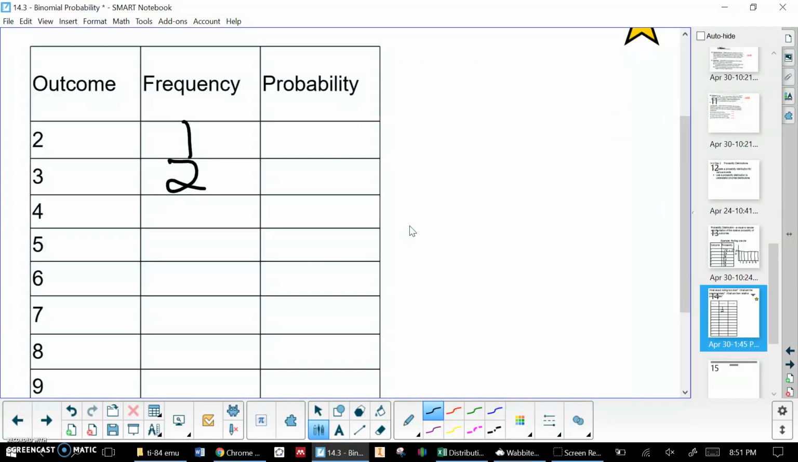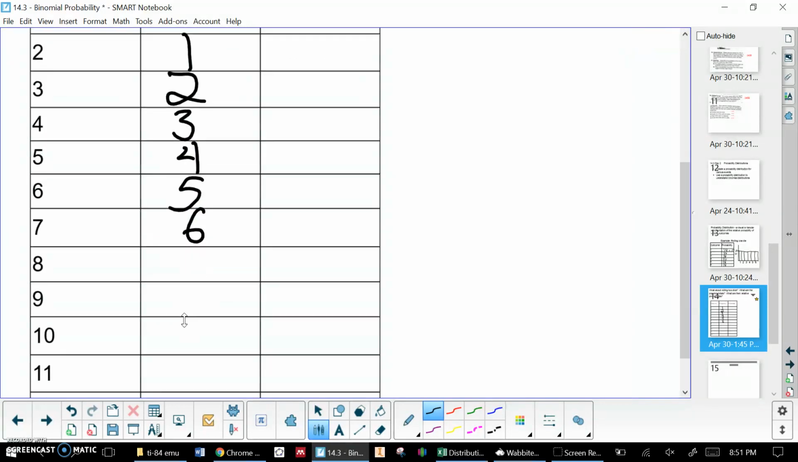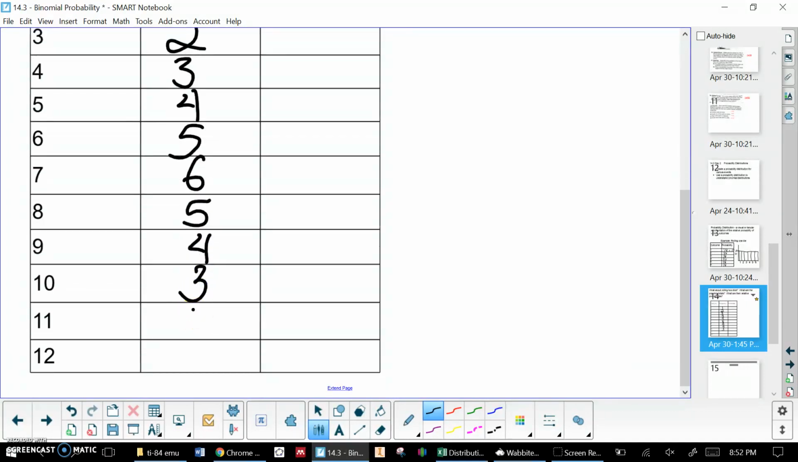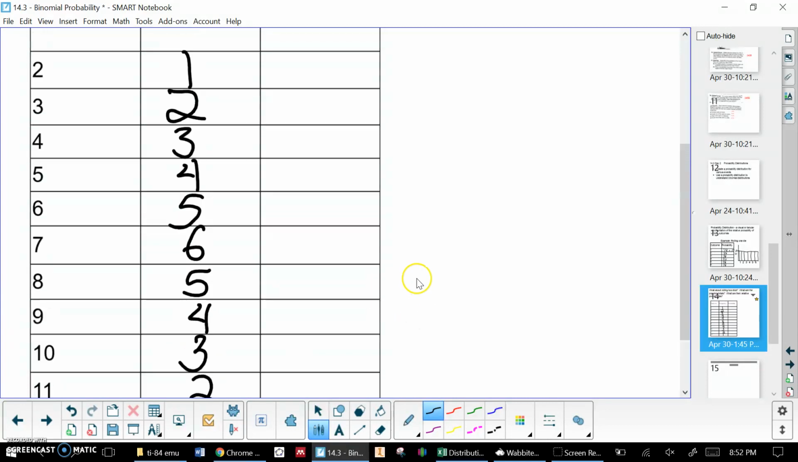So we'll go ahead and just fill these in. The outcome of getting a 4, you can get 3 different ways. A 5, you can get 4 different ways. A 6, you can get 5 different ways. And a 7, you can actually get 6 different ways. Then they start going back down. 5 different ways for an 8, 4 different ways for a 9, 3 different ways for a 10, 2 ways for an 11, and again, only 1 way for a 12. You have to get both 6s.